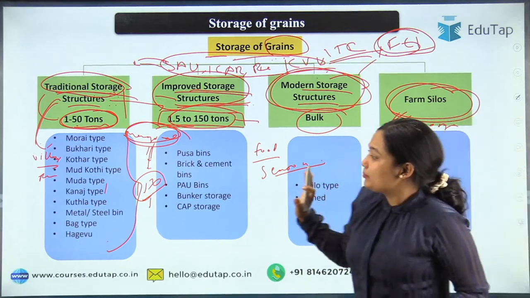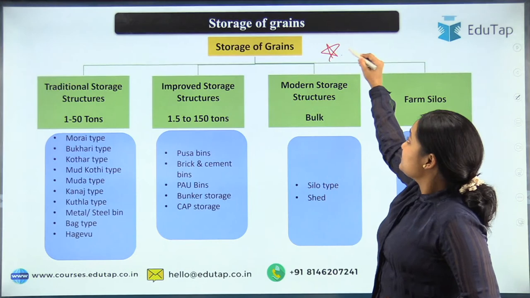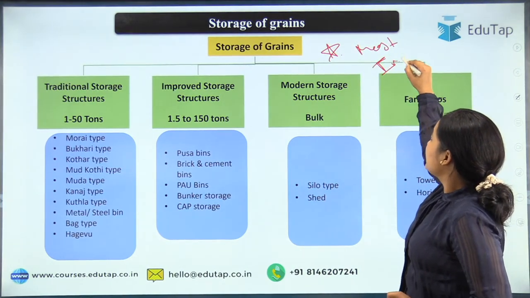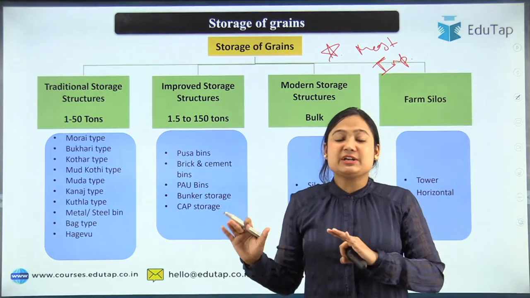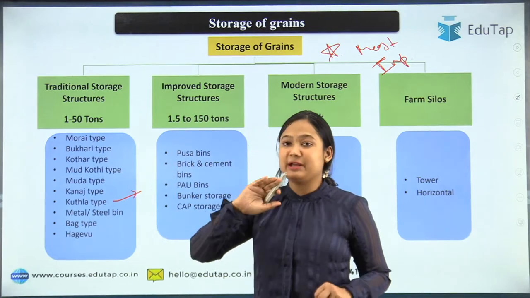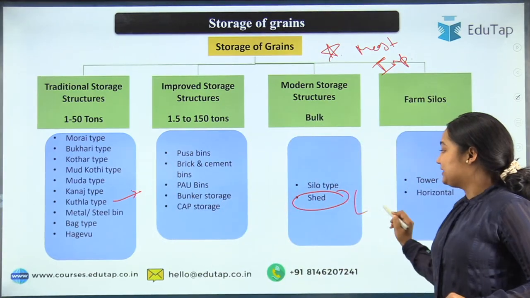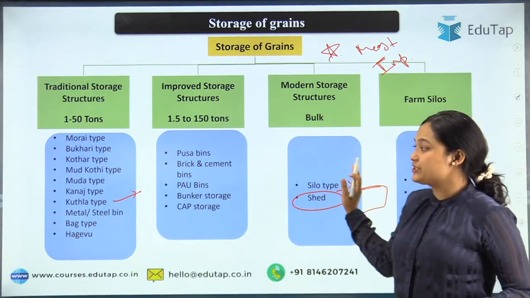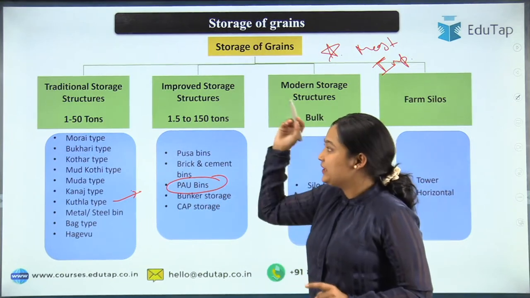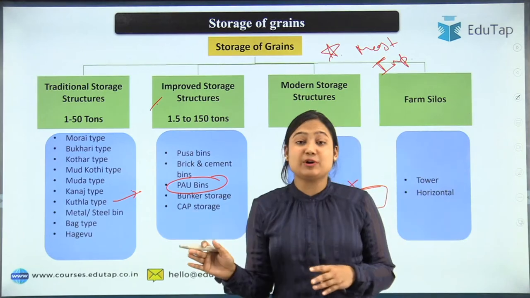Okay, so basically what's the aim here? See, this particular slide is most important for your NABARD examination. Okay, why? What kind of question will come from here? The question won't be कि भाई कुतला type बताओ किससे बना है. That won't be the question. The question won't be like, okay, shed type की tell the dimension of shed. No, ये question नहीं होगा. Question क्या होगा? They will give you a name. Suppose they will give you PAU bin. PAU bin comes under which? Okay, simple question will be there and direct question will be there.